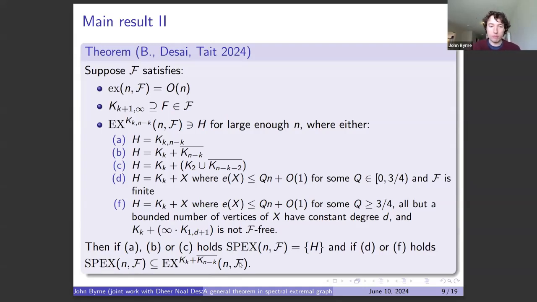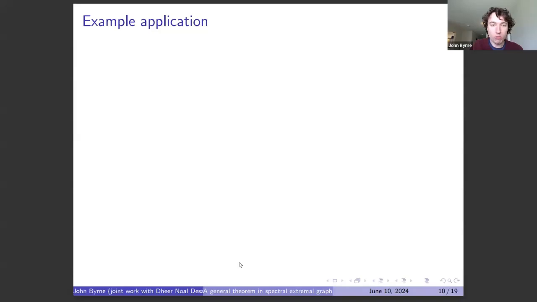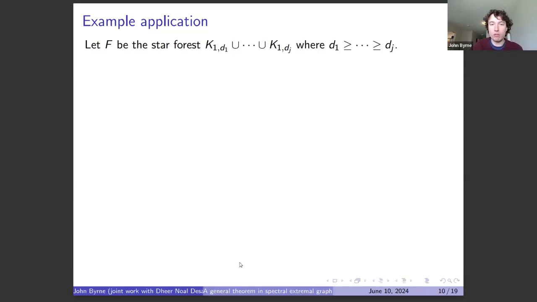Okay, so it's a fairly messy result, but it's motivated by the number of applications that we're able to get from this. So I'll just go through one example that shows the flavor of how you can go about applying this result. So let's say we just have one forbidden graph, the star forest K_{1,d_1} union ... union K_{1,d_j}, so the union of j stars.